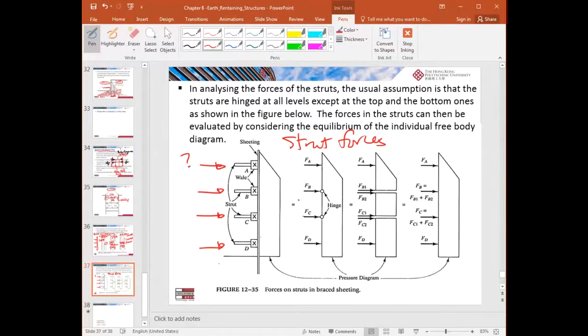Now, you can assume there's a hinge here, but not for this one. The top one and the lowermost one will not be a hinge. So you come back here, you got this structure. So you can work out what's the force there, FA and FB1. And then you compare the other one.